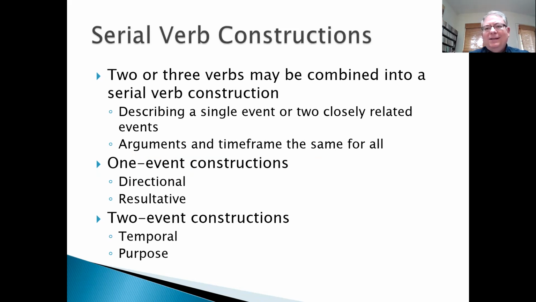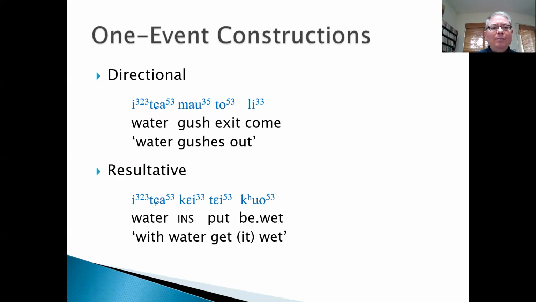Verbs are very important, as you can tell, and of course, they're important in every language. But in Khatso, we see that verbs often are compounded in constructions that we call serial verb constructions. Two or three verbs may be stacked up together to describe a single event, or maybe two closely related events. And let me show you what I mean by this. So in the one event construction, we have multiple verbs that are being used to describe a single event. Some of them are used to describe some sort of directional or deictic arc of movement.